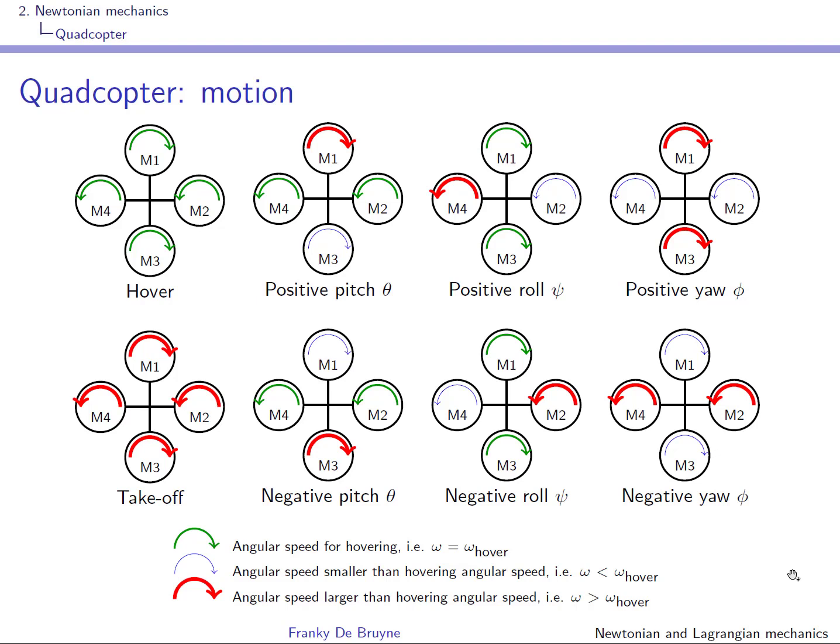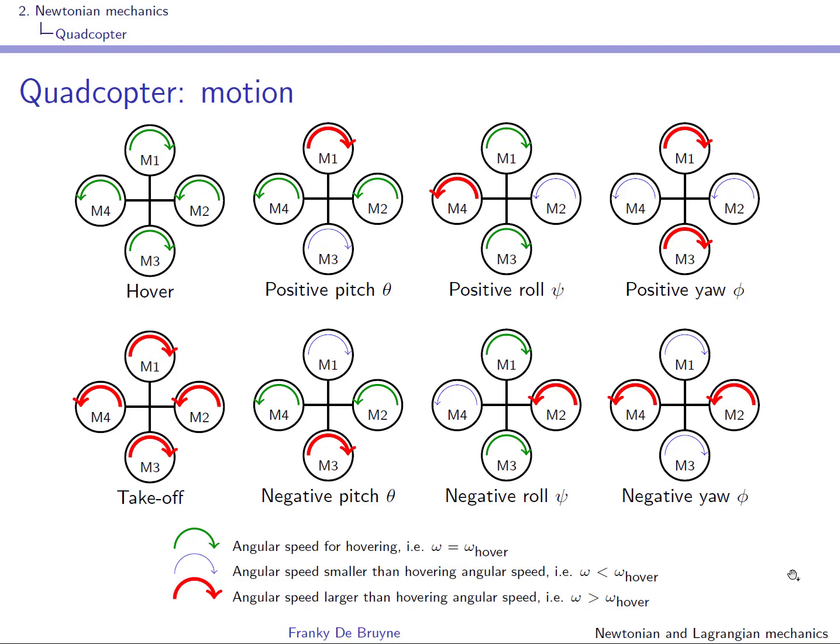And of course, if you have all rotors spinning above the hover speed, it will go up, and this is, for instance, what you need at takeoff, or if you want to change height. So this is hovering, taking off. Of course, if you have all rotors with a speed that is below the hover speed, the quadcopter will go down, as you can imagine.